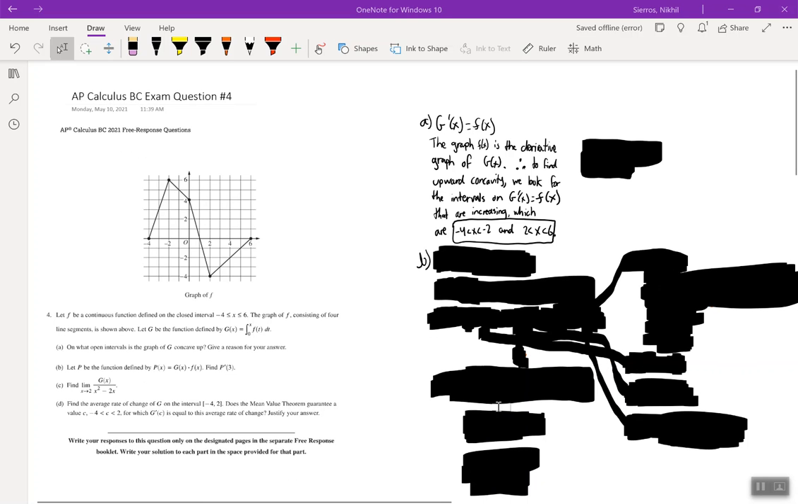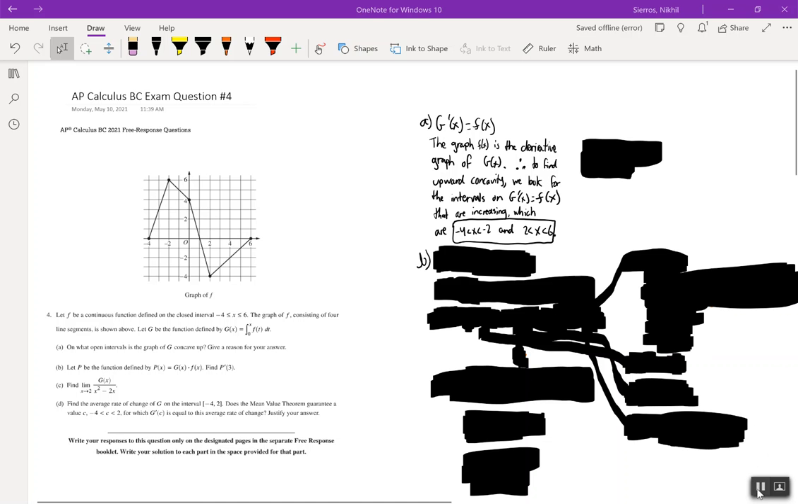By stating that the graph f of x is the derivative graph of g of x, therefore to find the upward concavity, we look for the intervals on g prime of x equal to f of x that are increasing, which on the graph as you see right here is from negative 4 less than x less than 2, and 2 less than x less than 6. And that right there is our interval, the open intervals on which the graph of g is concave up.